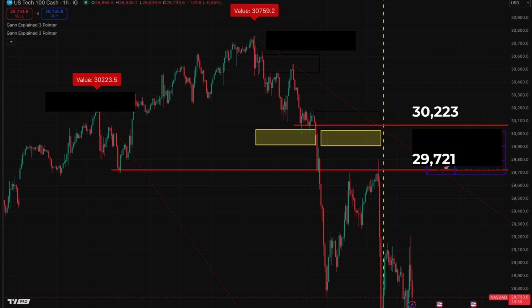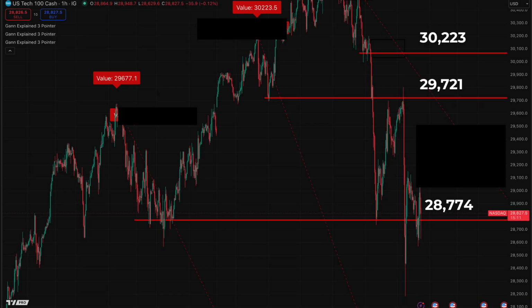So we apply the square of 9 from the previous top at the 30,223 level. It marked the sell level around 29,721. The market reached that level, stalled, and then dropped again. So we repeat the same process. We go back to the previous square of 9 top and measure the next downside level. The market is reacting around 28,774, and that is a good spot to take profit.